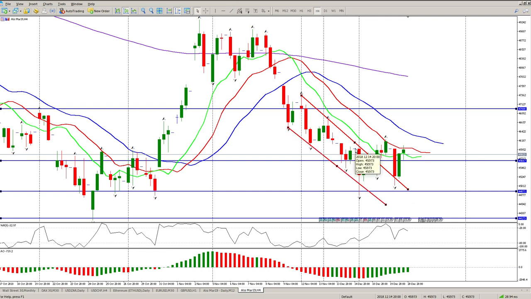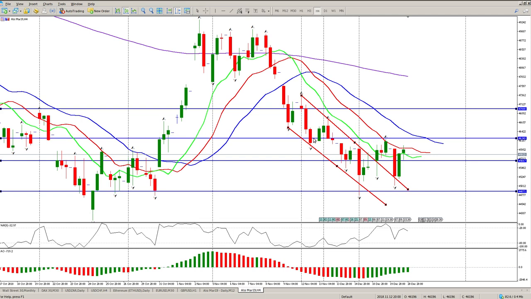Okay, of a channel of sorts. Not really a decent channel, but nevertheless it is a downward channel. We broke up, we come back, we've tested, we're coming up. Okay, so now what you're looking for is quite simply, let's use this bottom level here.